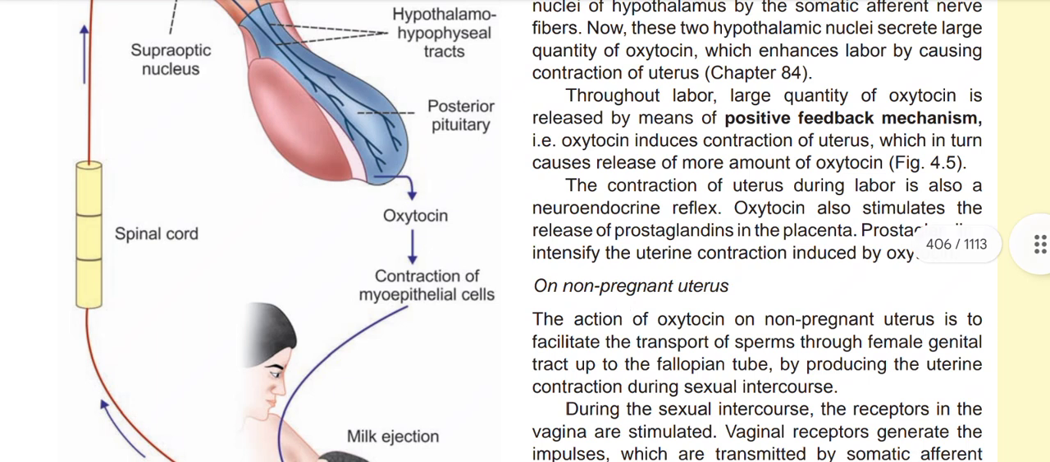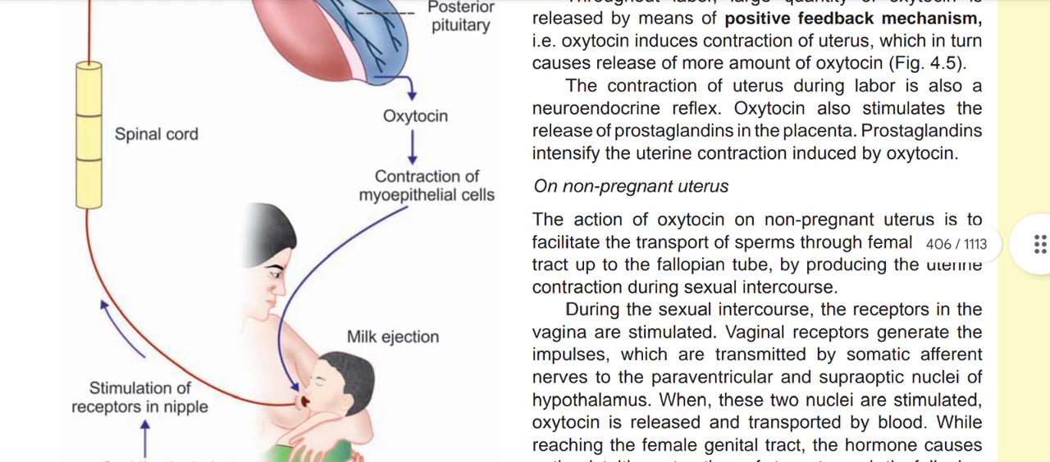The contraction of uterus during labor is a neuroendocrine reflex. Oxytocin is also stimulating the release of prostaglandin in the placenta. Prostaglandins intensify the uterine contraction induced by oxytocin.